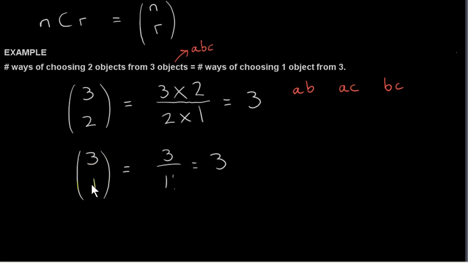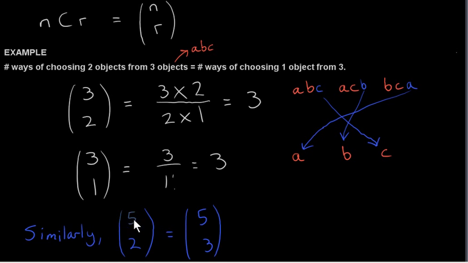Now let's consider the number of ways of choosing one object from 3. Well, this is easy. We just have A, B, or C. We have 3 of them. But notice that when we choose 2 objects from 3 objects, we have 1 object left over. So when we choose AB from A, B, and C, we have C left over, which is here. And when we choose AC, we have B left over, which is here. And when we choose BC, we have A left over, which is here.